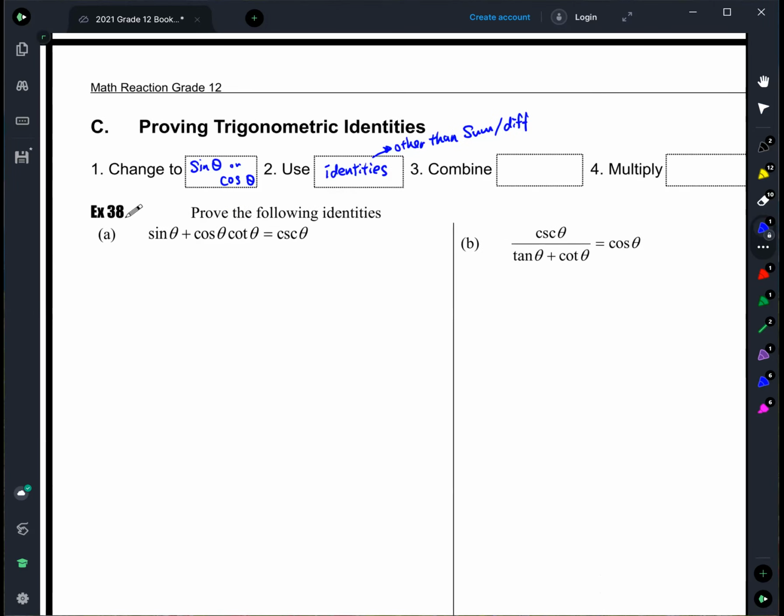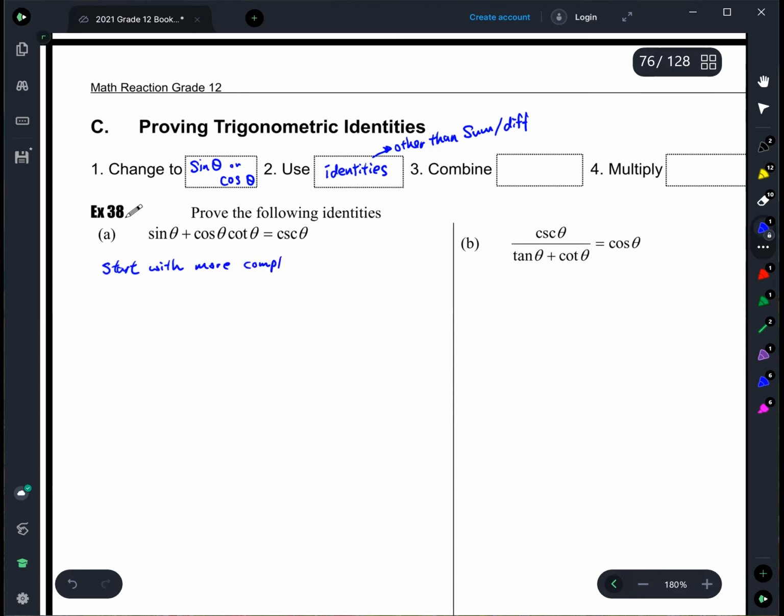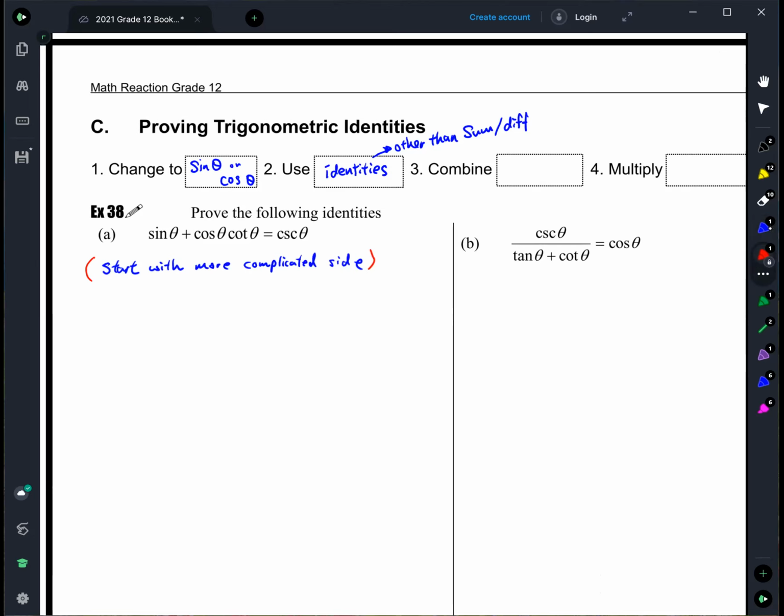Any questions so far? We're going to try an example so you see how it goes. You have the left-hand side and right-hand side. Usually we start with the more complicated side. That's a general rule, because if you have more things to work with, you have more identities to apply and you can try to simplify it.